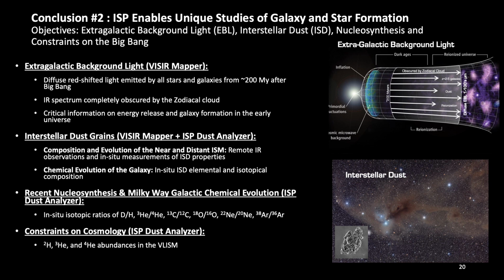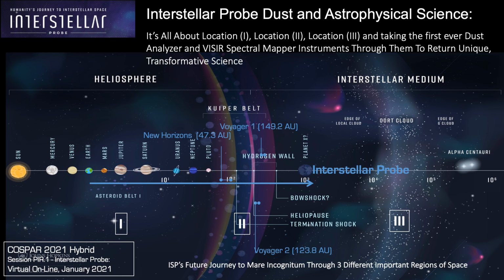So I hope this has been a whirlwind tour. There's way too much to talk about in the course of half an hour. But there's a lot of very important science, and it's all about location, location, location. Simply by taking two new, focused, optimized instruments through these different regions, from the heliosphere, through the heliosheath and pause, and into the local galaxy, ISP is going to do some fantastic science. Transformative science, unique science. So I hope you understand and agree with me on this point.